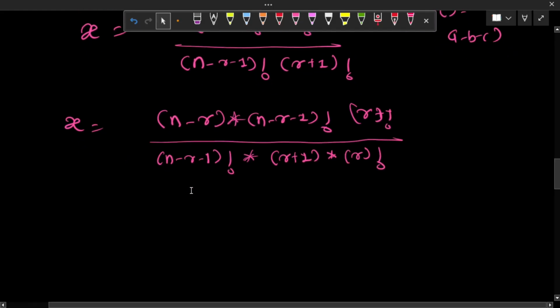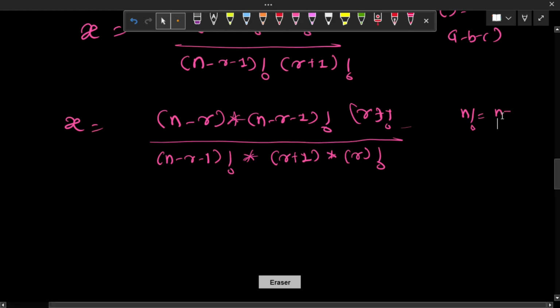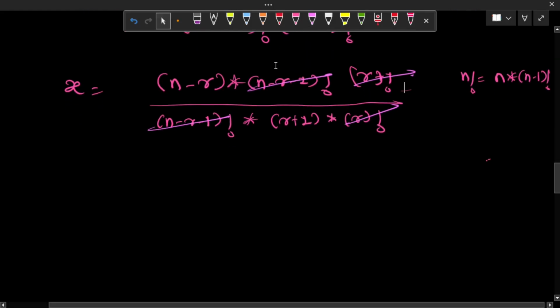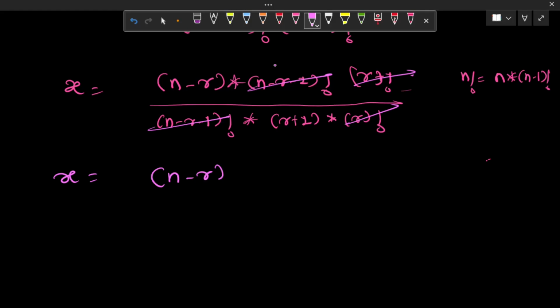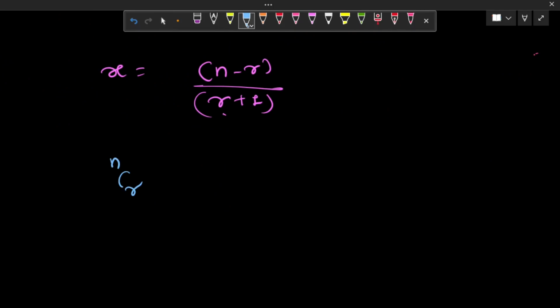Can I write this? Why am I writing this? Because I know n factorial is equal to n into (n minus 1) factorial. So this is r plus 1, and r plus 1 minus 1 becomes r. The 1 gets cancelled, that's why I'm writing this. So this gets cancelled with this, and this with this. What I'm left with is x equal to (n minus r) divided by (r plus 1). Now nC(r+1) is the previous value nCr multiplied by (n minus r) divided by (r plus 1).